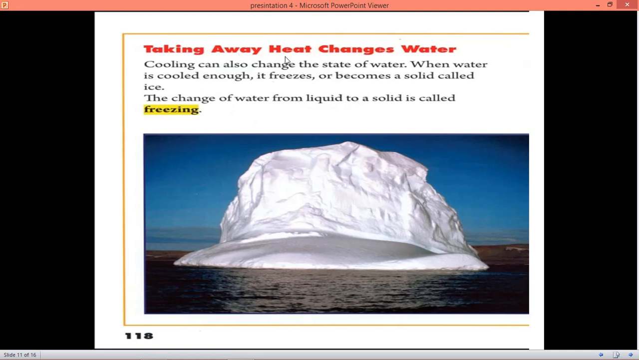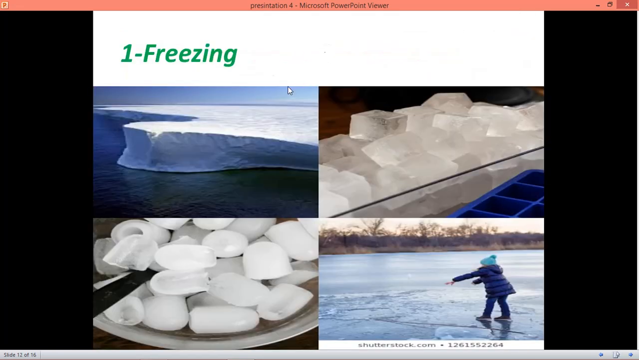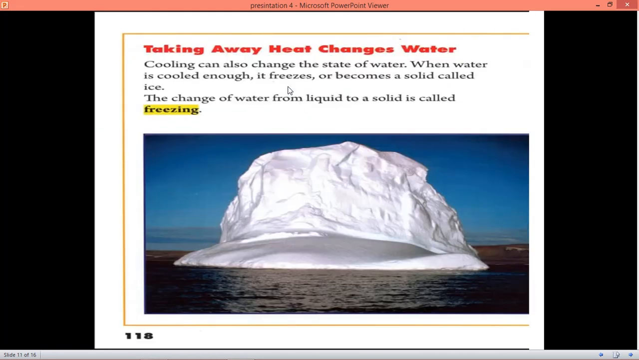Now I'm going to talk about the second phase, which is taking away heat, or we can say cooling. Taking away heat changes water. As a result of cooling, we have two conditions: freezing and condensation. Now I'm going to explain number one, freezing.